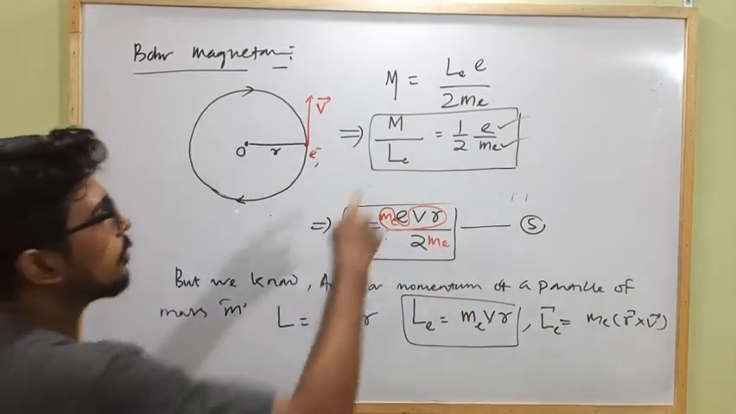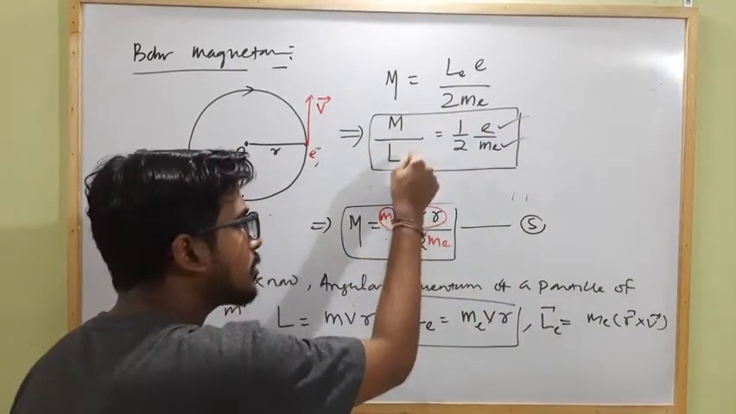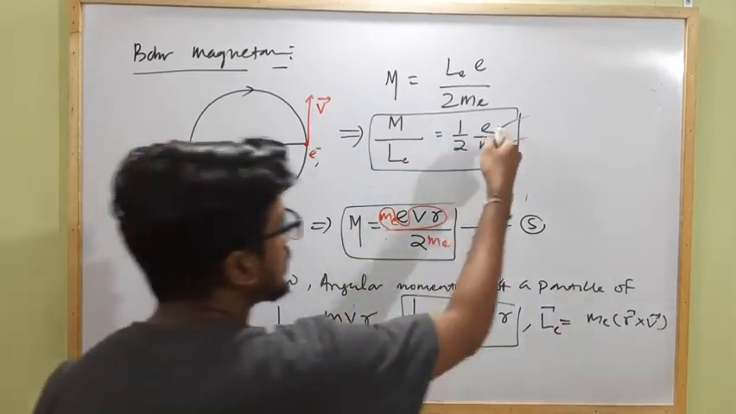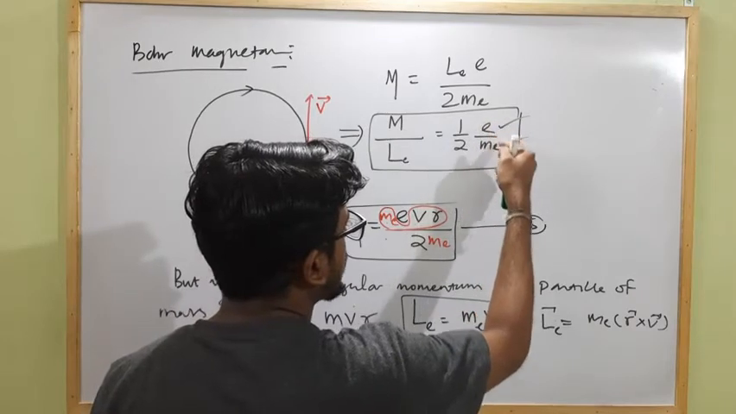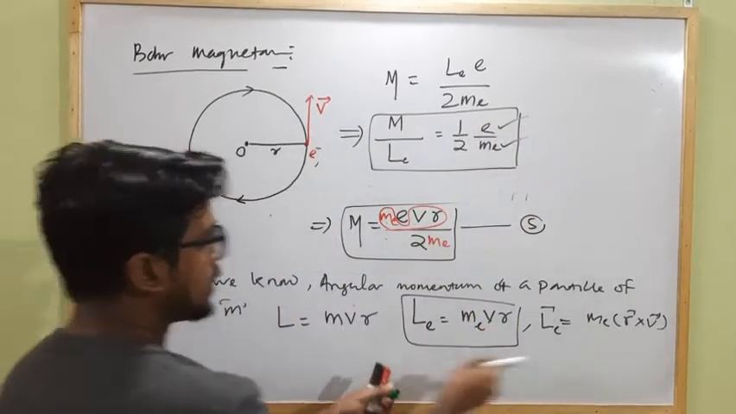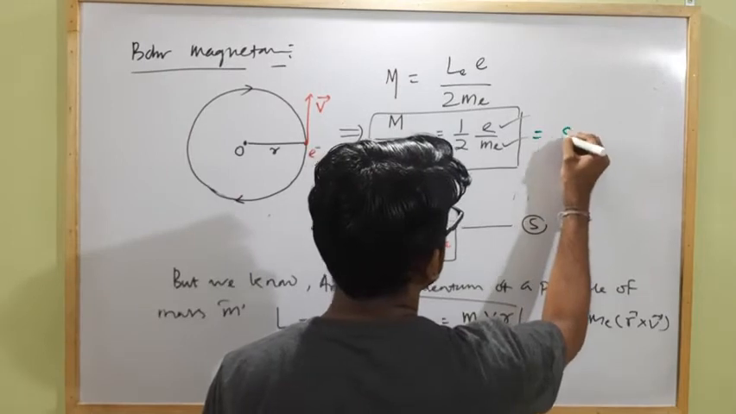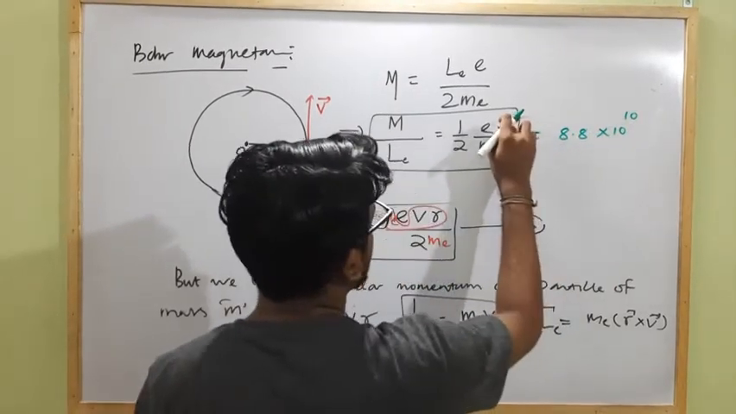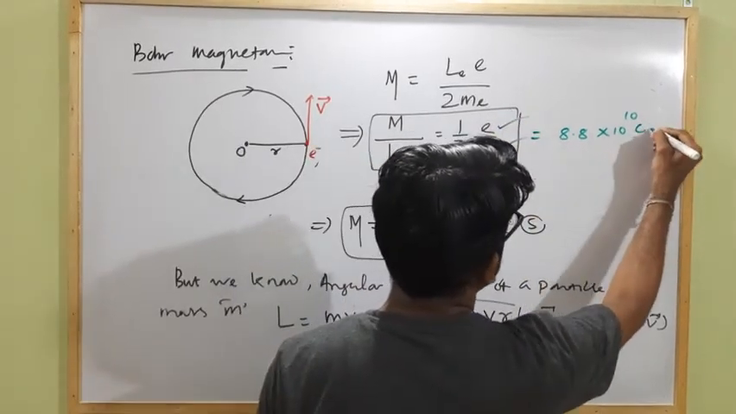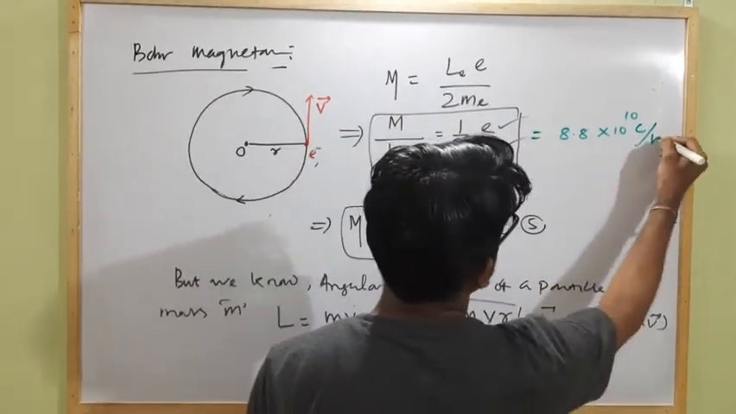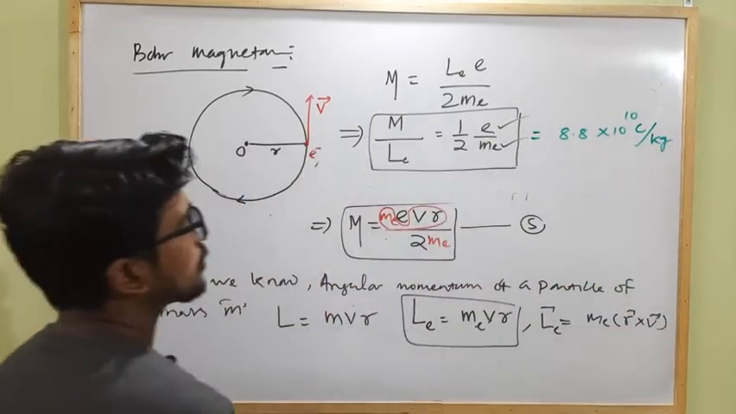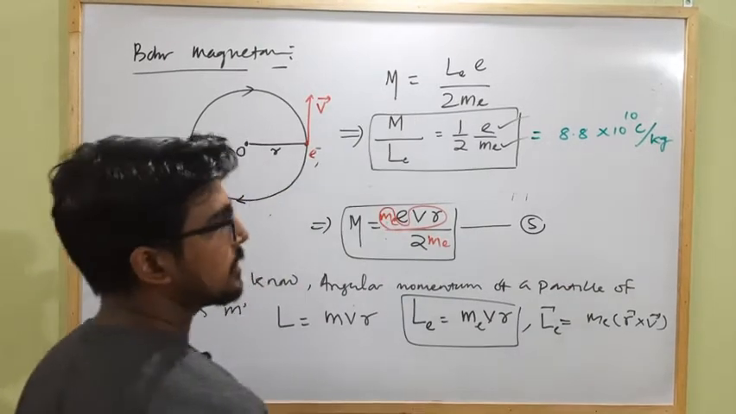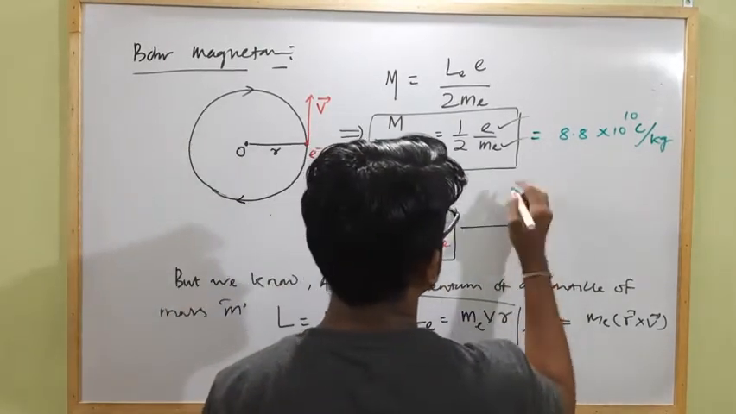So the ratio of magnetic dipole moment with respect to angular momentum of a free electron in an orbital path is half the charge of the electron divided by mass of the electron, which gives us a constant value which is nearly equal to 8.8 into 10 to the power 10. The unit of charge is coulomb divided by mass is kg. Clear? So this is equal to 8.8 into 10 to the power 10 coulomb per kg. This is known as gyromagnetic ratio.